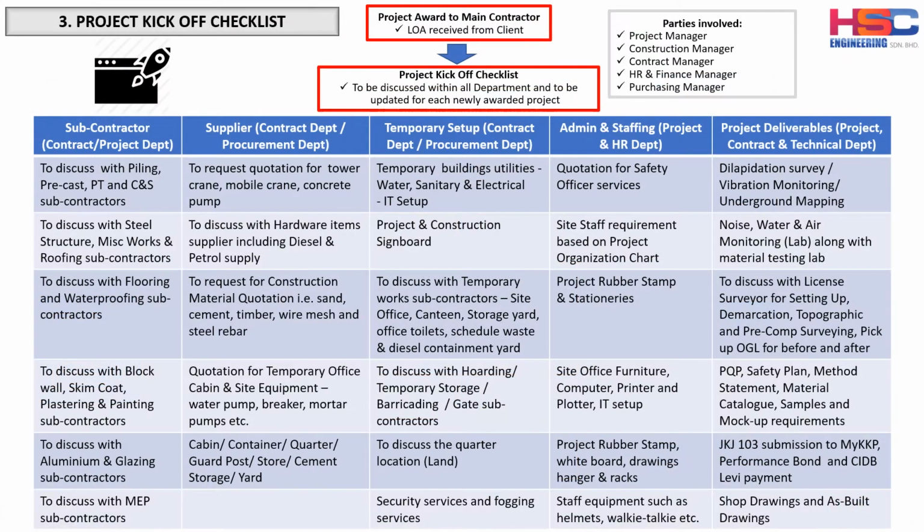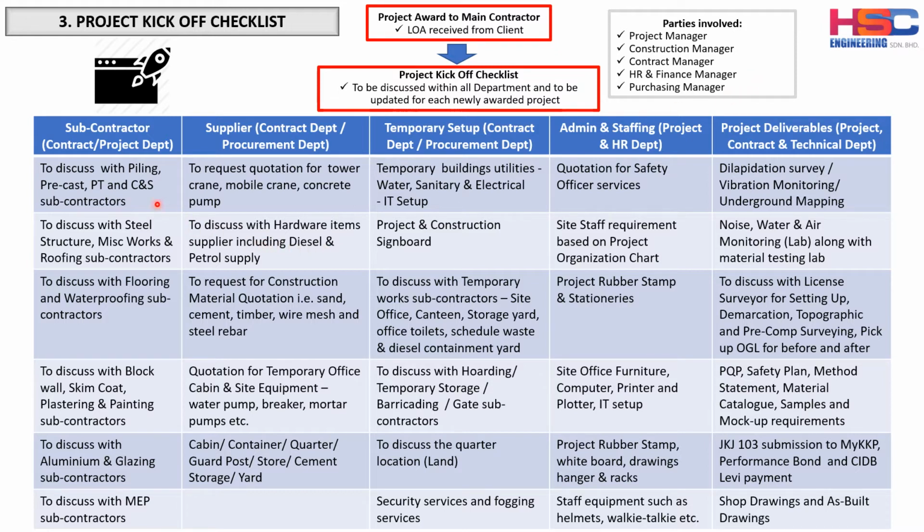Next, during this project kickoff checklist meeting that we informed just now, you can see here, once you got the LOA from the client, we have this kickoff checklist meeting. So the parties involved during this meeting will be the project manager, the construction manager, this is for the project from the project side, and you have a contract manager from the HQ. You have the HR and finance manager as the functional manager from the HQ, and you have the purchasing manager.